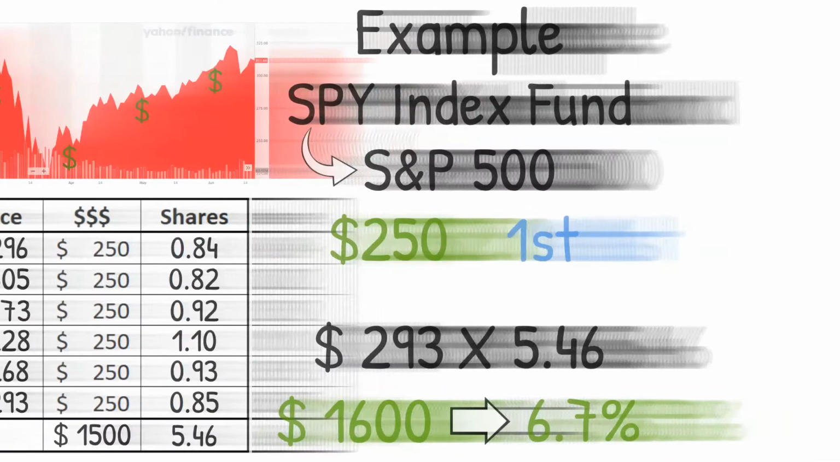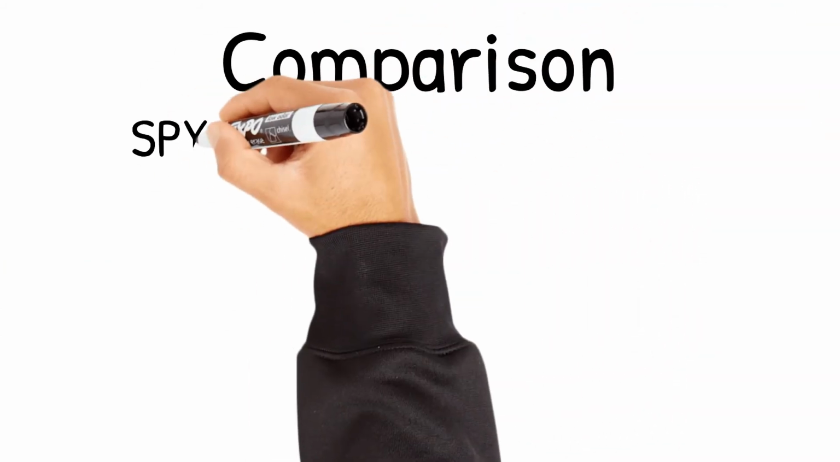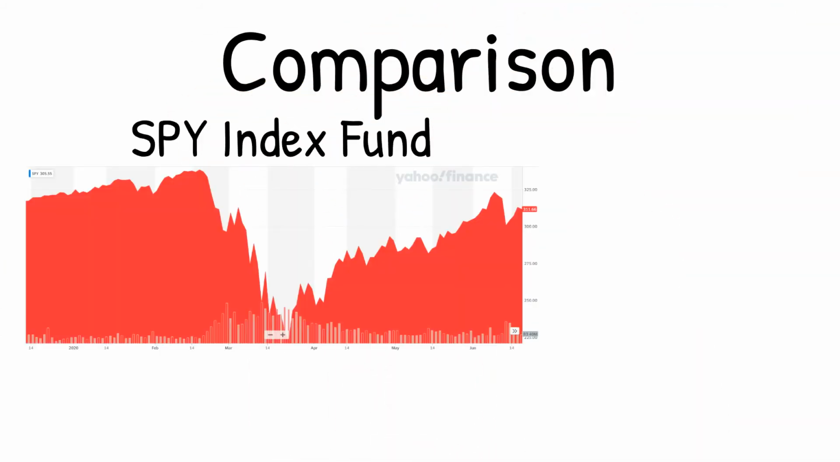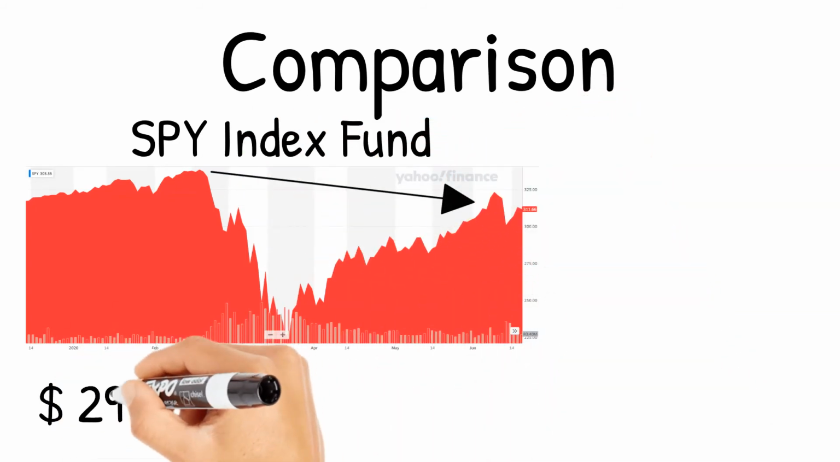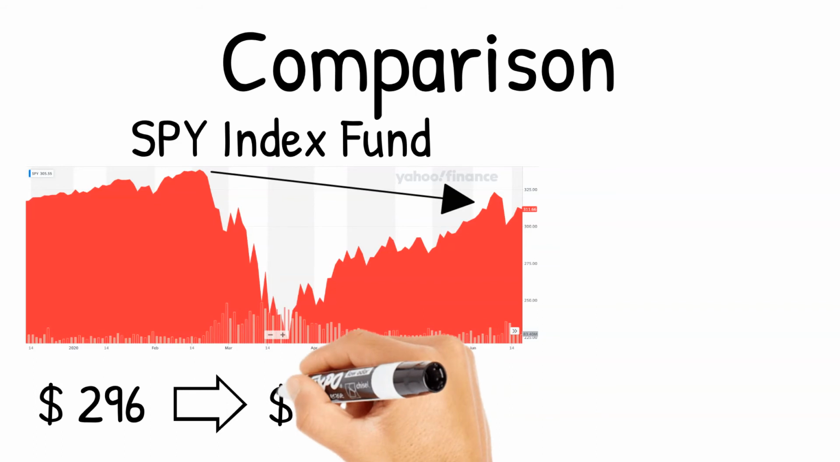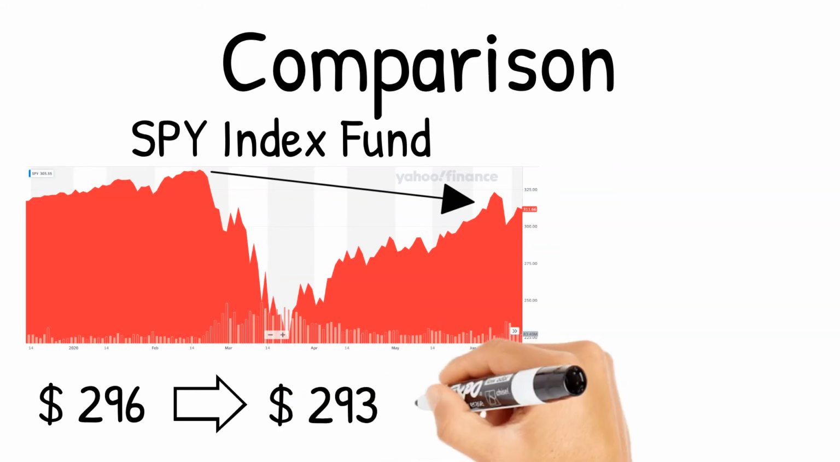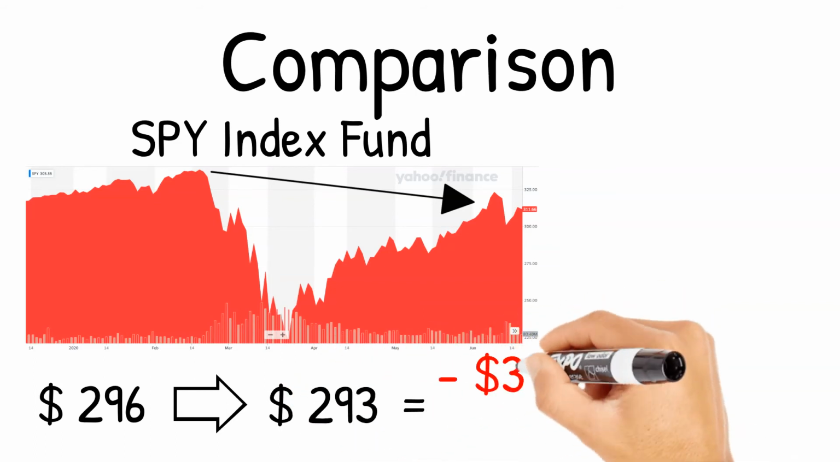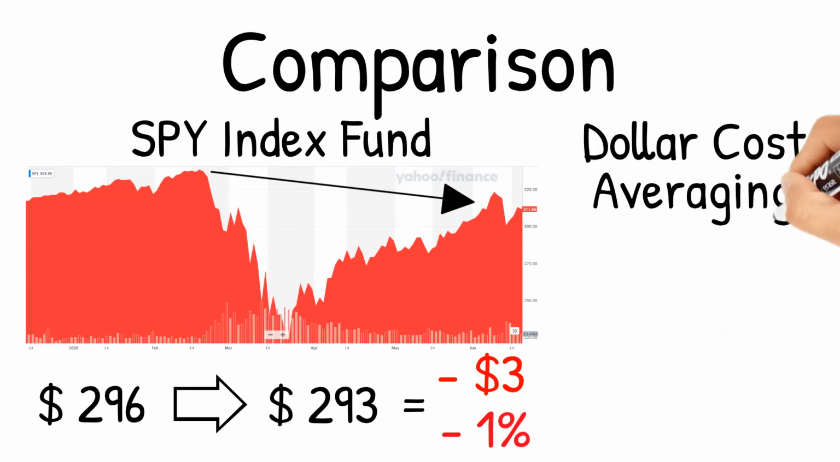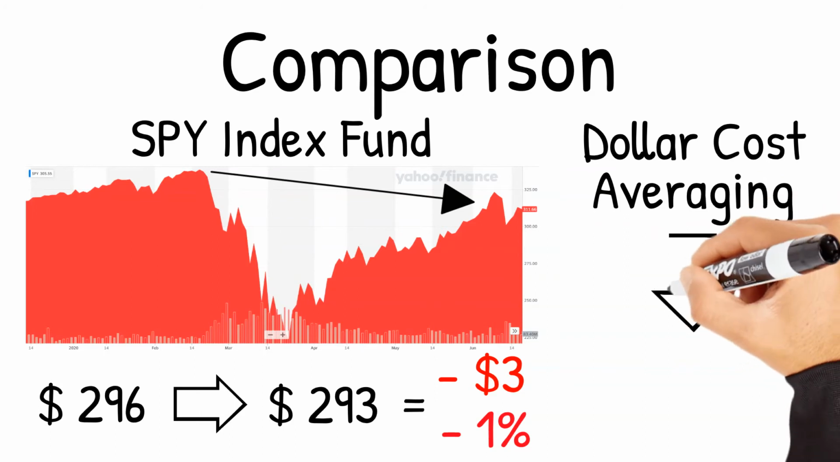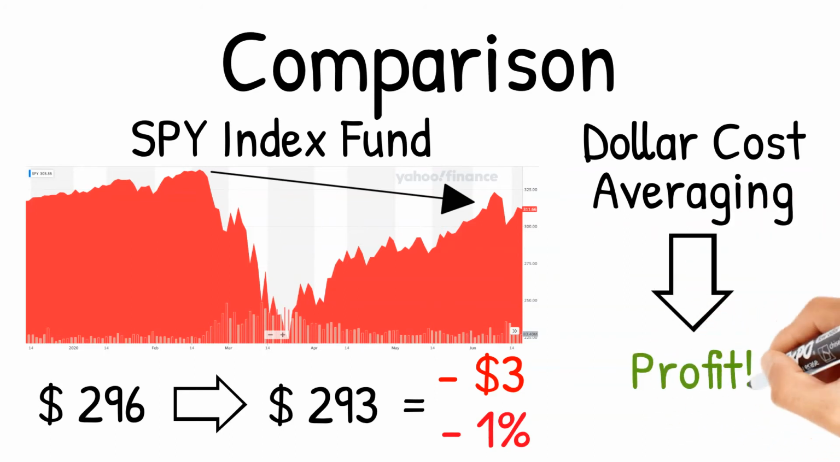Not bad. What's really interesting here is when we compare your investments to what the stock price did over that period of time. From January 1st to June 1st, the market moved down from $296 to $293, showing a loss of $3 per share or negative 1%. By dollar cost averaging over this period of time, you were able to generate a profit of 6.7% when the market actually declined and lost 1%. This shows how dollar cost averaging can be very powerful over the long run.